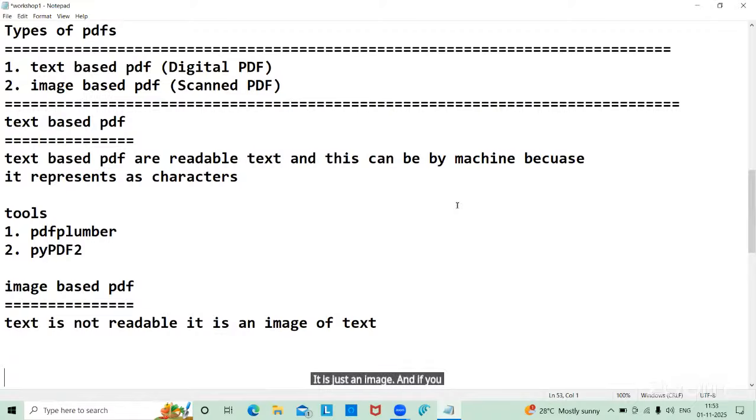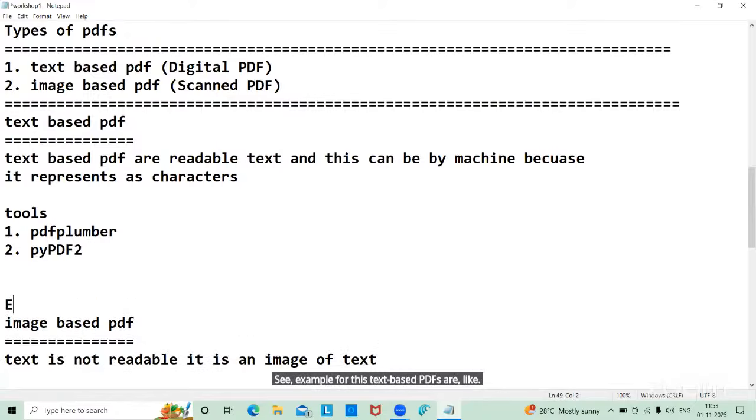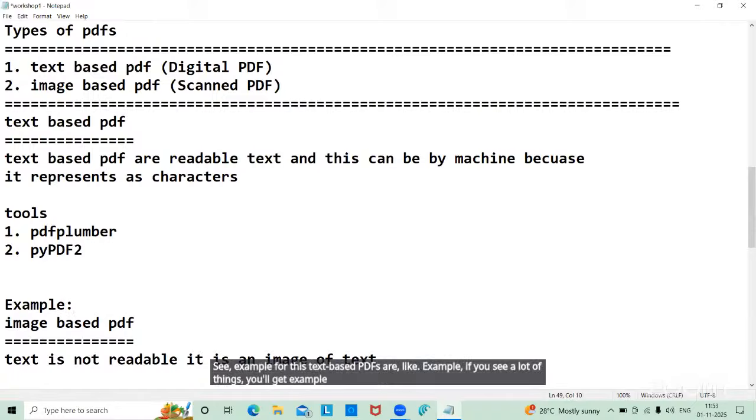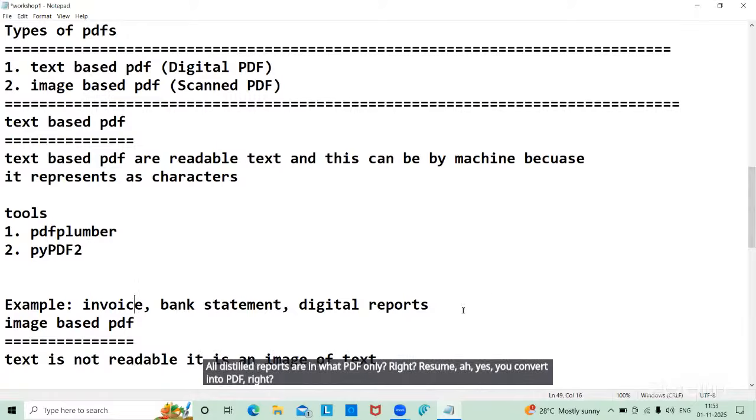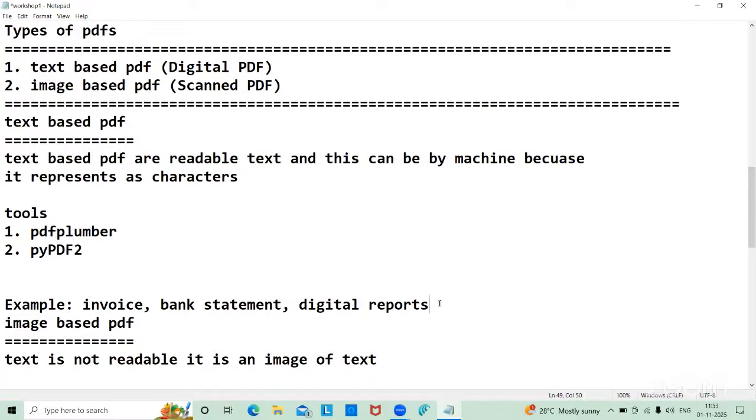And if you want to read this, see, example for text based PDFs: when you generate a bill, a bill is called what? Invoice. That invoice is in PDF. Your bank statement is PDF. All digital reports are in PDF only, right? Your resume, yes, you convert into PDF, right?